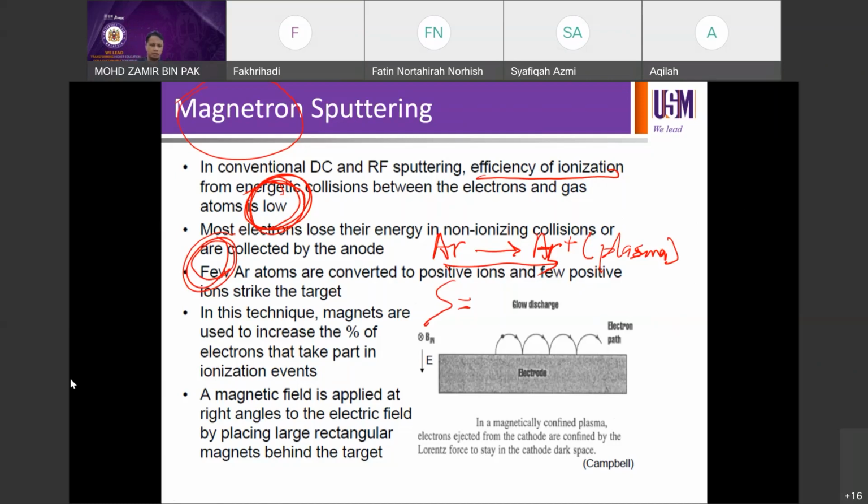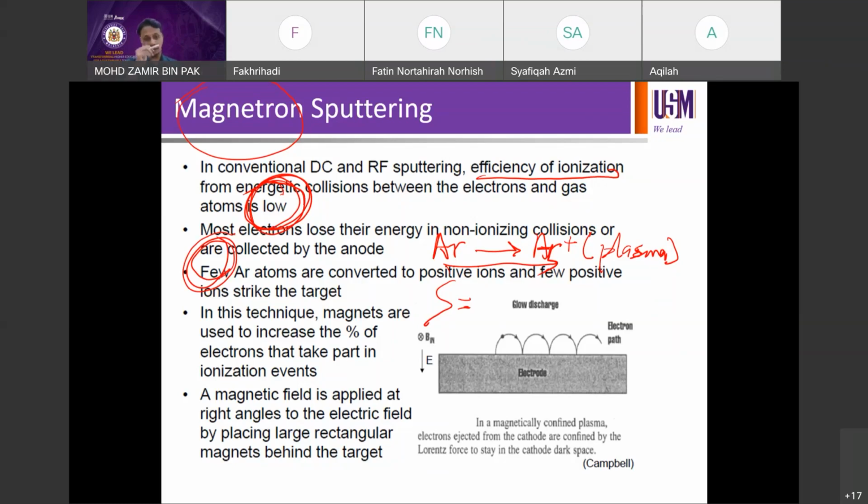Right. So in this technique, with magnetron, magnets are used to increase the percentage of electrons that take part in ionization events. So remember, you want to use electrons to collide with the argon plus and initiate the plasma, right? Start formation of plasma. But then the efficiency is very low. So the problem statement is that the efficiency of ionization is very low. So how do we increase the ionization efficiency so that you get to produce more Ar plus and more plasma, and that will in turn produce higher sputter rate and sputter yield and so on.